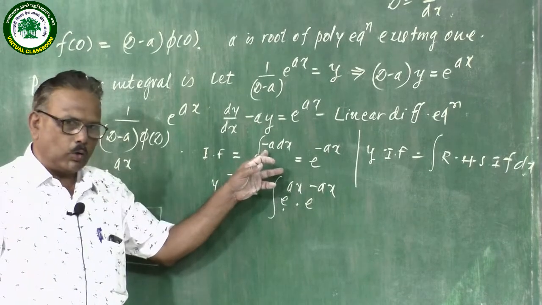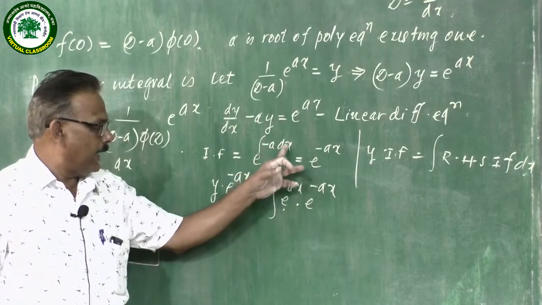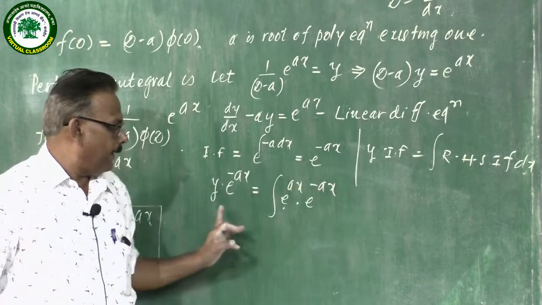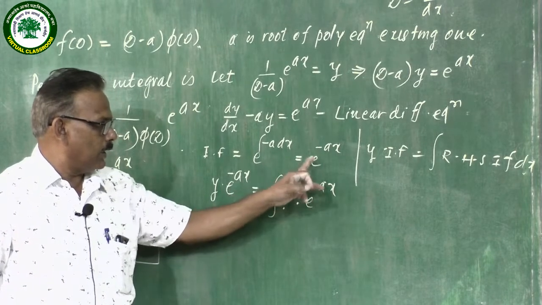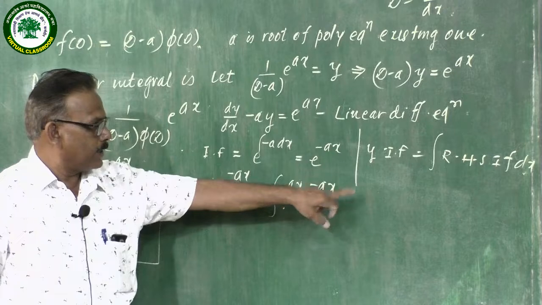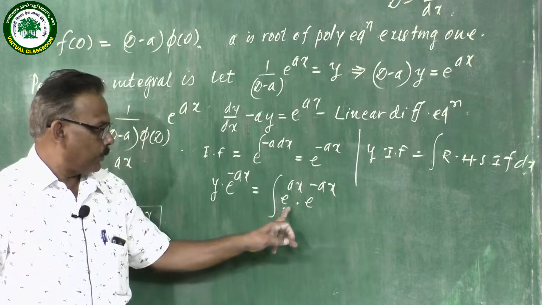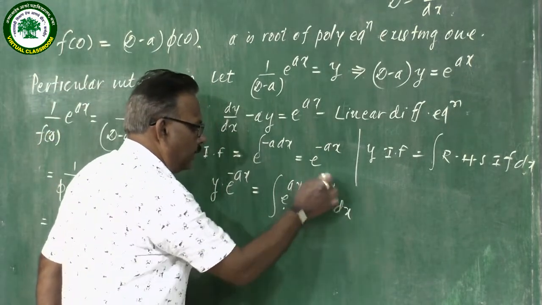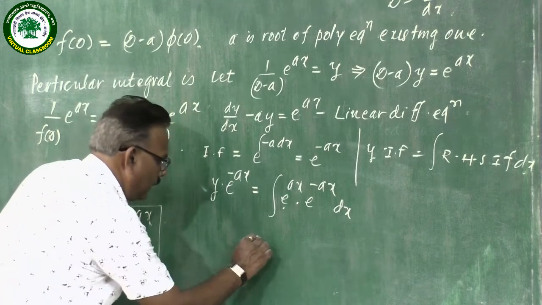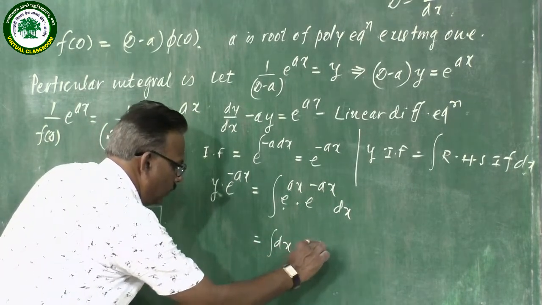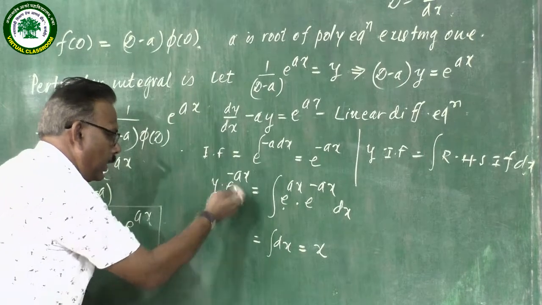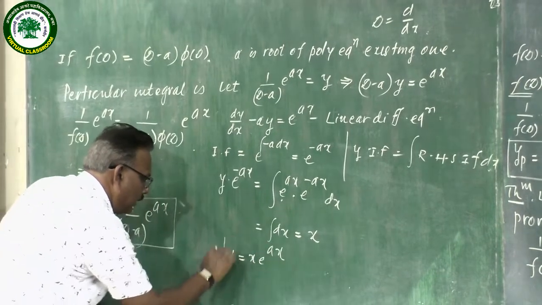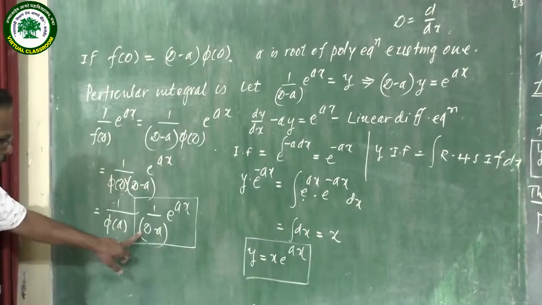Here the integrating factor we have to find out, that is e^(∫−a dx), which is equal to e^(−x). According to the definition of solution, y into integrating factor e^(−x) is equal to the integral of the right hand side of the differential equation, e^x into integrating factor into dx. While you are taking the sum of these two, it will be 1, therefore it is only ∫dx, which is equal to x. Take this e^x to the right hand side: y = x e^x. Therefore, this is the solution of this part.